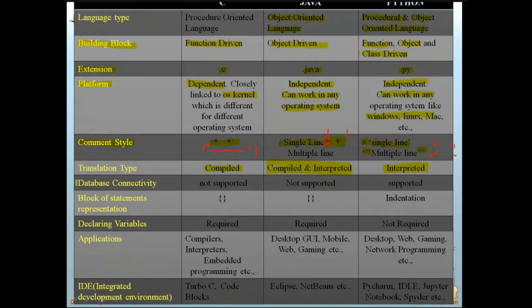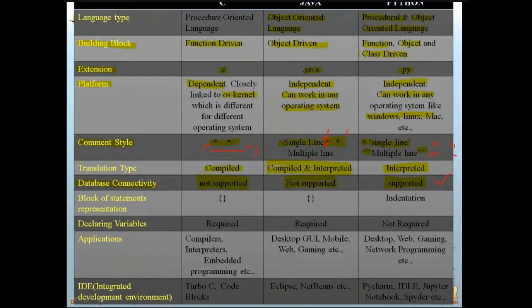Then coming to database connectivity. C language has no provisions, or support for database connectivity is not available for C. Whereas coming to Java, the case is the same, where database connectivity is not supported. Now let's see Python. So Python can comfortably support database connectivity. So this is one of the biggest advantages of Python. That is the reason why many data scientists are right now using Python for their work.